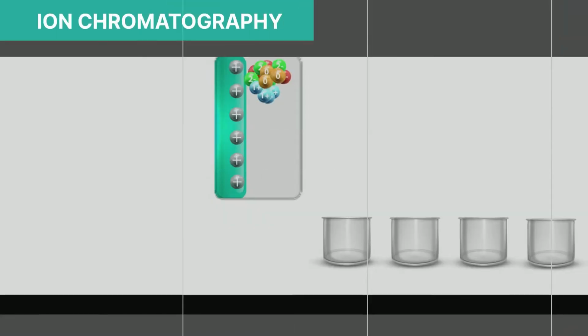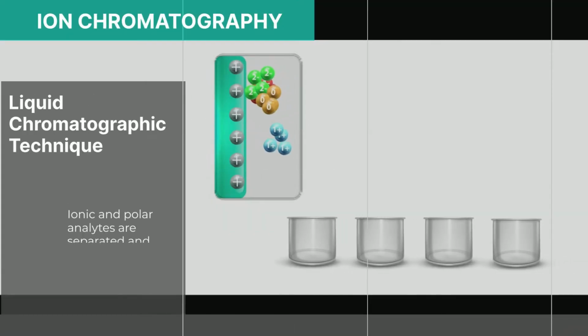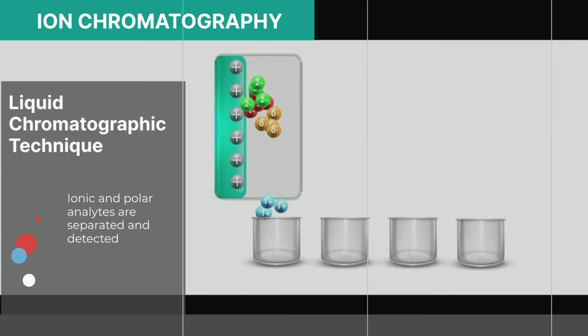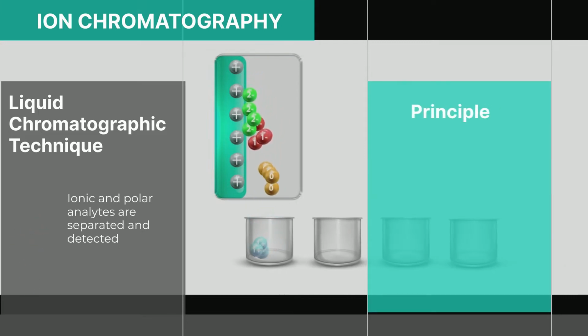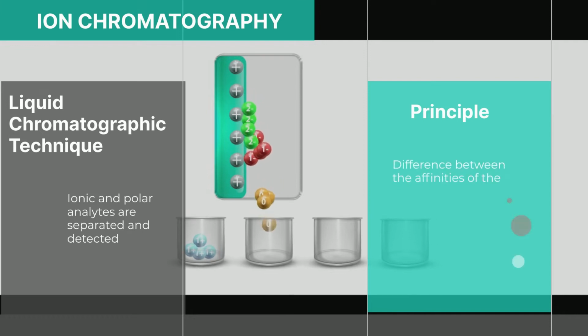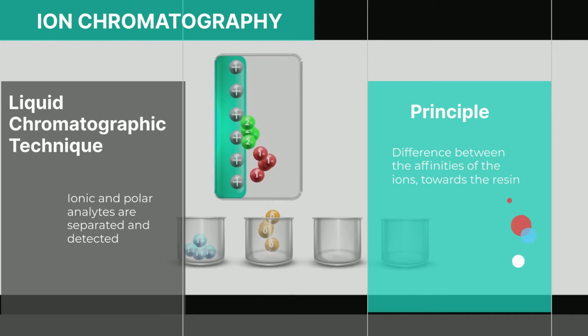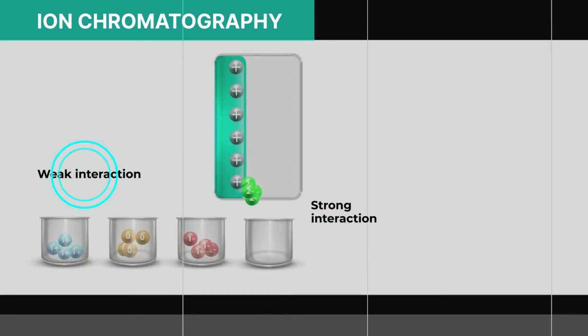Ion chromatography is a liquid chromatographic technique where ionic and polar analytes are separated and detected. In this case, the principle behind the separation of these ions is the difference between the affinities of the ions towards the resin. Molecules that are singly charged or not charged and weakly interact with the stationary phase elute first, and the ones that are doubly charged interact with the strongest elute last.